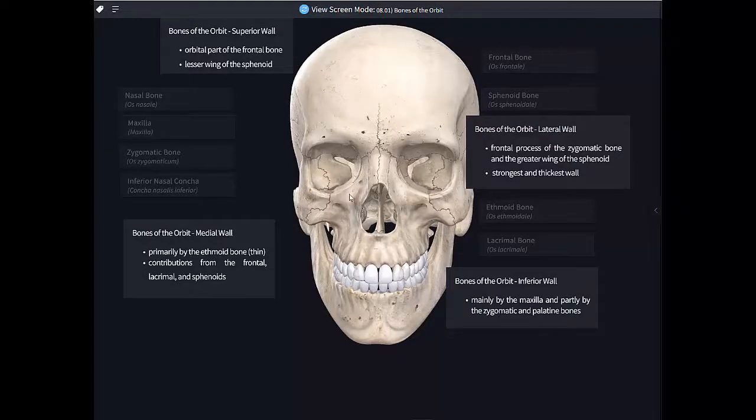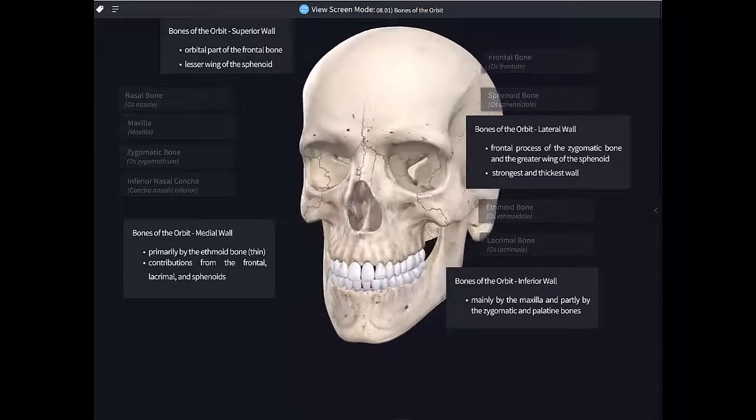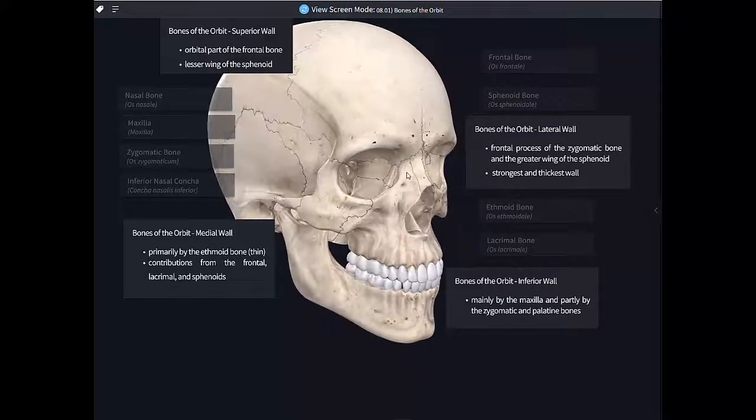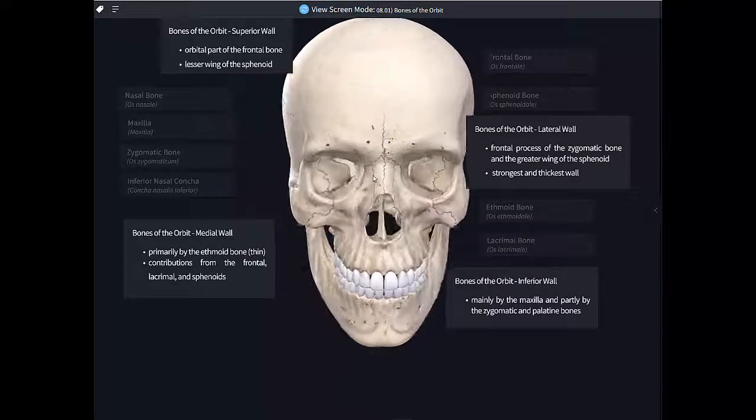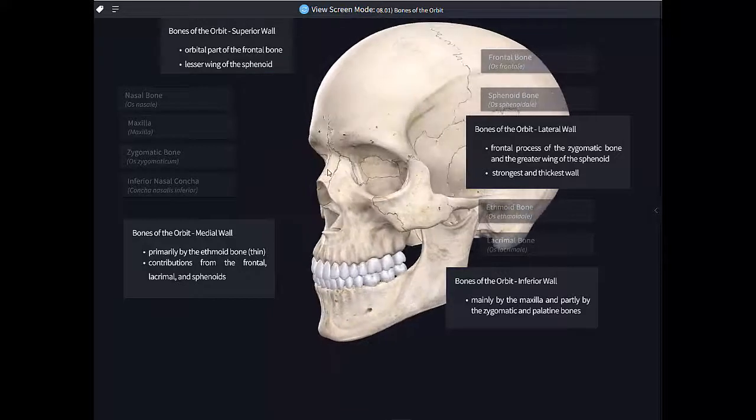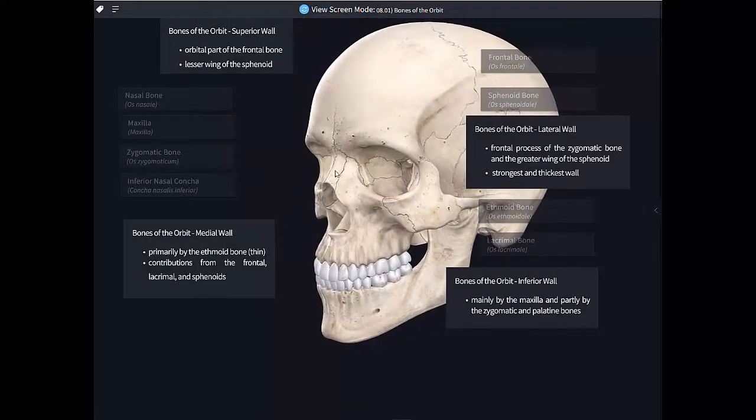Let's have a look at the orbits. Before we move on to extraocular muscles, we will have a look at the bones that contribute to the formation of the orbits. First of all, the orbits are best described as pyramidal bony concavities that will house our eyeballs.